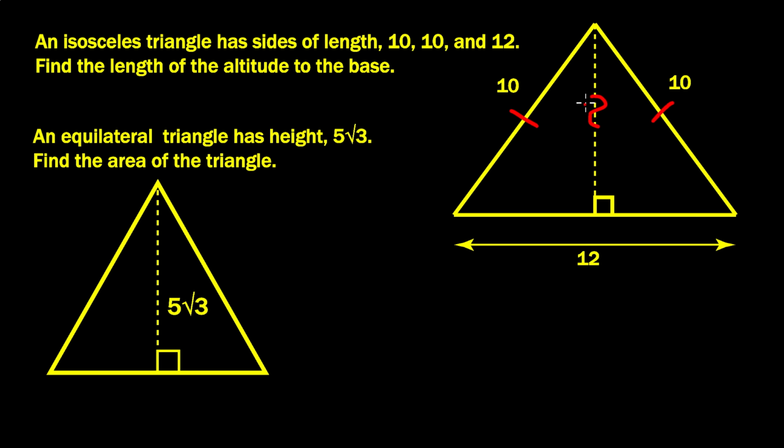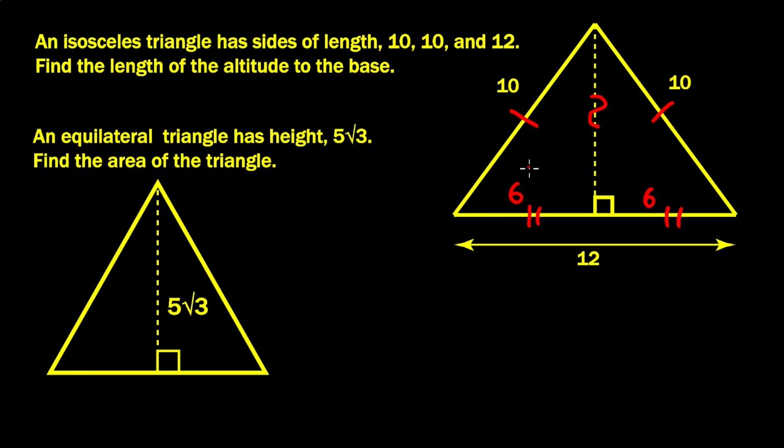So these two triangles on this side and this side are congruent by HL. So that means that this base is bisected, because this length from here to here and this length from here to here are also congruent. From there, we know that this length is 6 and this length is 6.